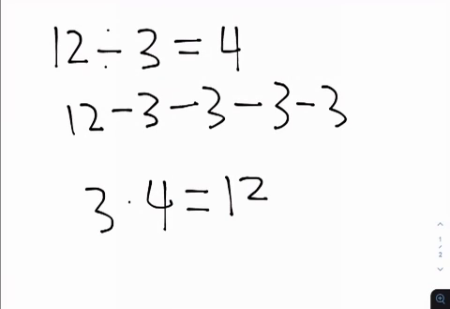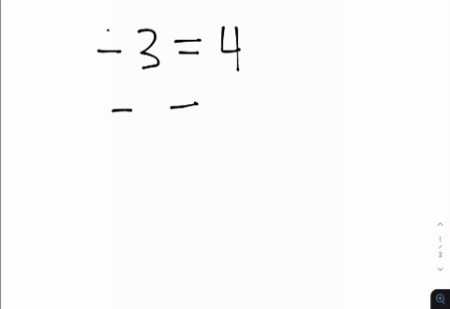And how do we know it's 12? Because, well, essentially they're the same type of operation. Like addition and subtraction, they're opposites. Division and multiplication are opposites as well. Okay, so now what are some division rules that we can use to make it easier to divide?